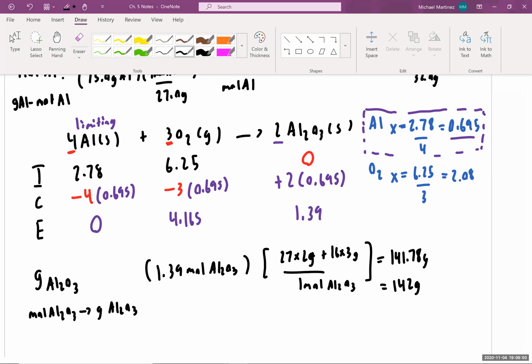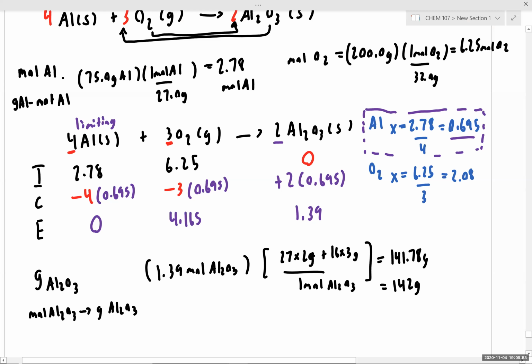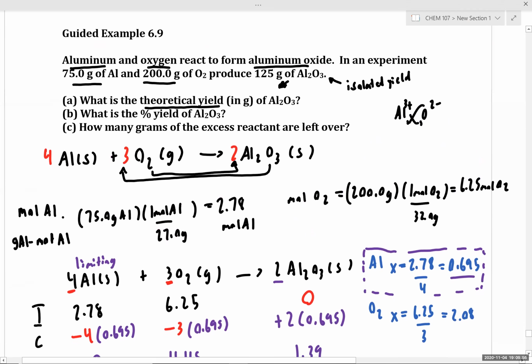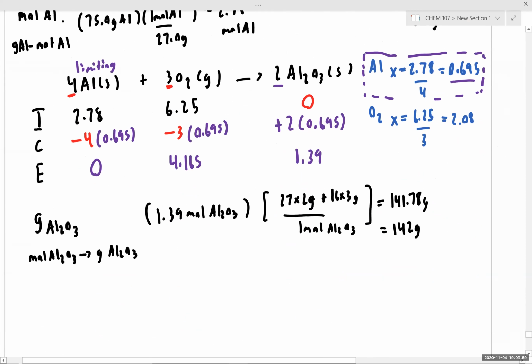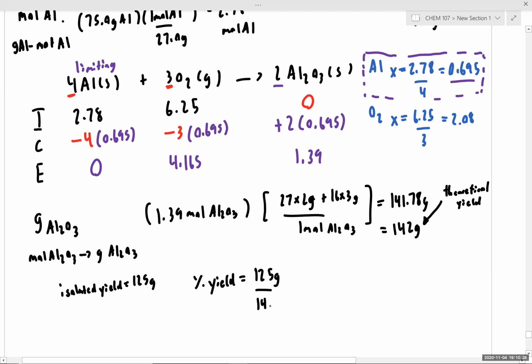Now, if we take a broader look and think about how that fits into our problem, we know that our isolated yield is 125 grams. Well, this 142 grams is what's known as our theoretical yield. So do we have enough information to calculate the percent yield for this reaction? Yes. So we'll plug in our isolated yield, which is 125 grams, over our theoretical yield, which is 142 grams.